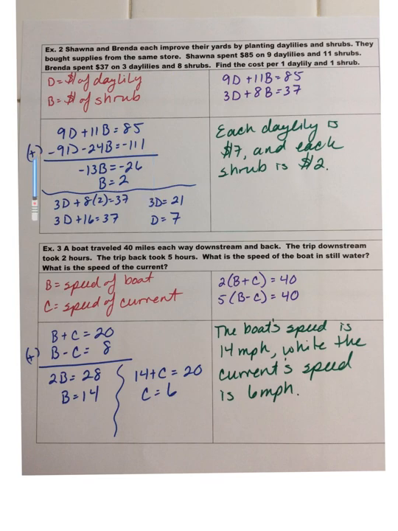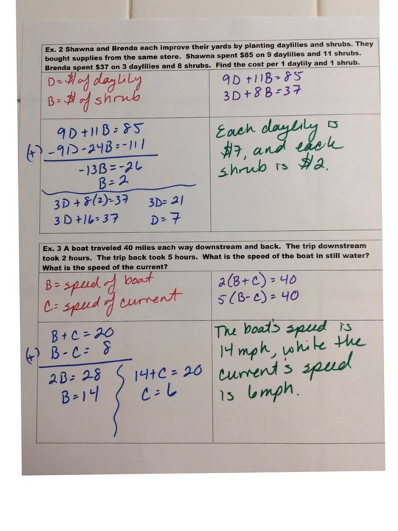So now I can add these two equations together because 9D and -9D cancel. 11 plus -24 is a -13B. 85 plus -111 is a -26. Divide both sides by -13 and B equals 2.